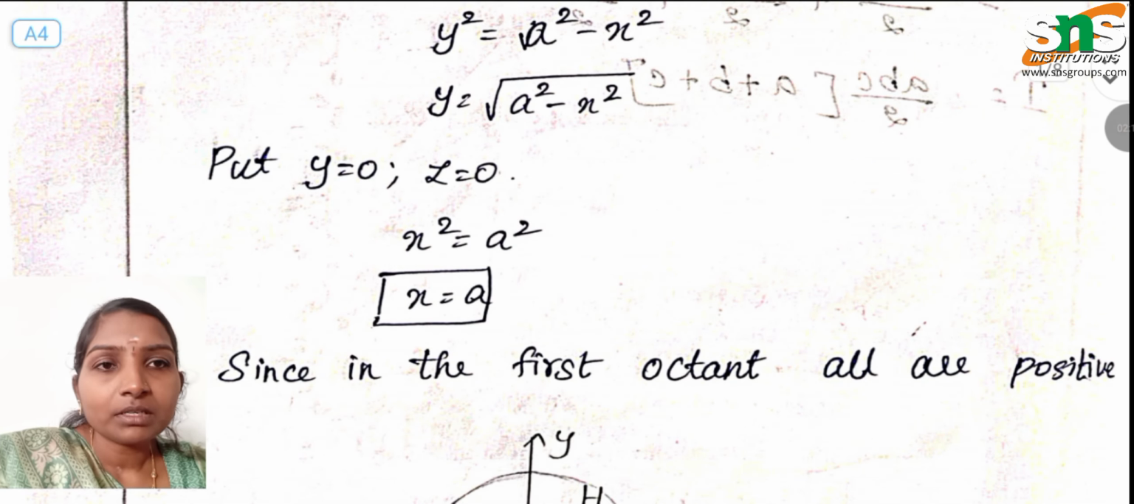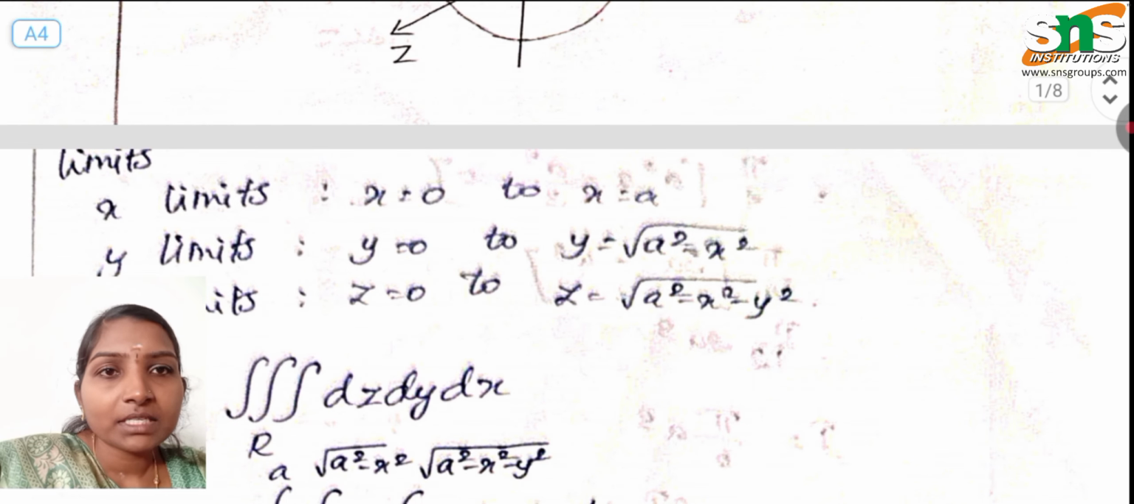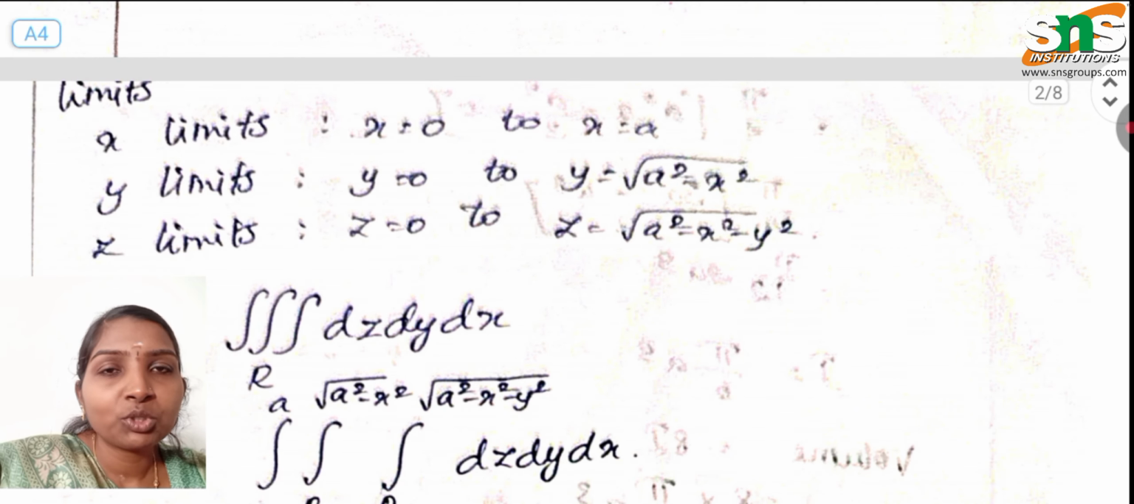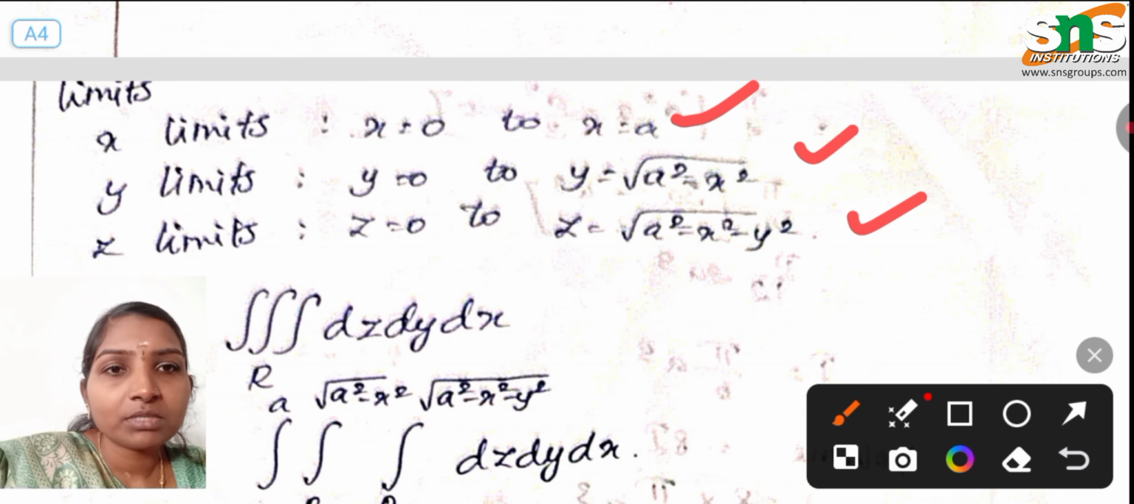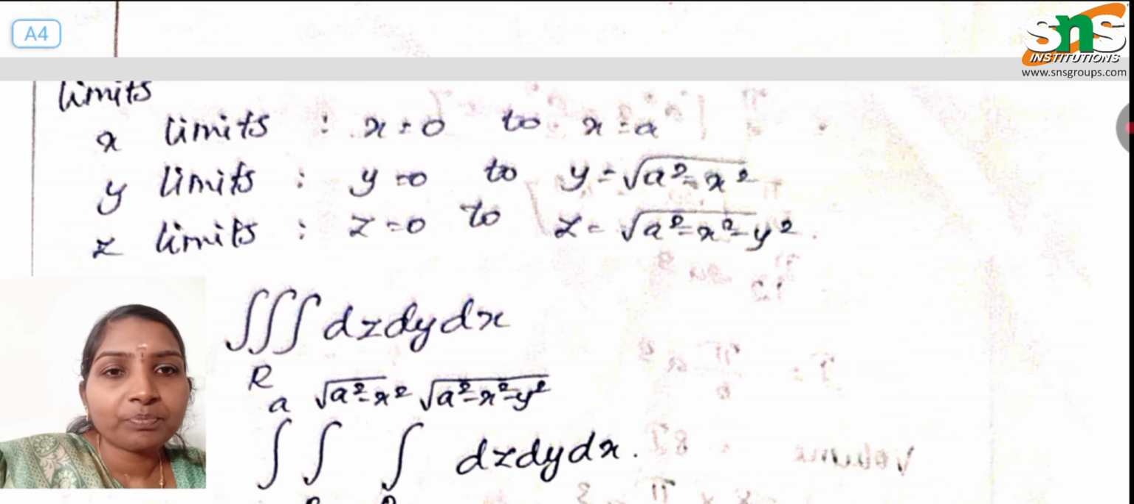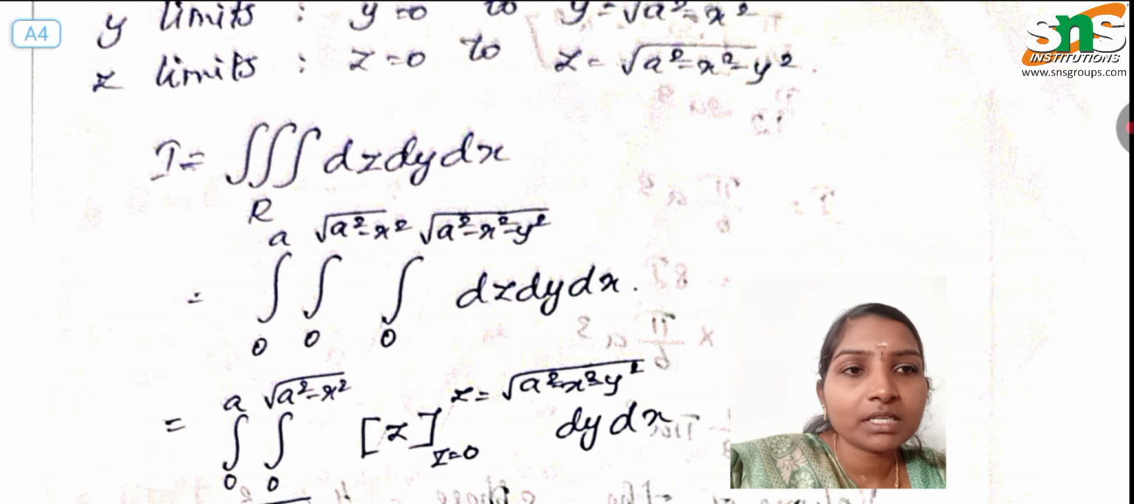So we will be substituting all the limits of x, y and z into the integral here. As shown here, x is equal to 0 to a, y is equal to 0 to root of a square minus x square, z is equal to 0 to root of a square minus x square minus y square. So what will be the volume? Volume is nothing but the triple integral 0 to a, 0 to root of a square minus x square, 0 to root of a square minus x square minus y square, dz dy dx.